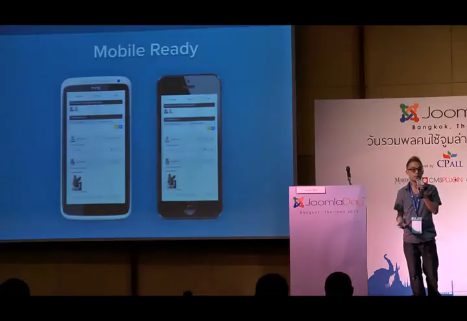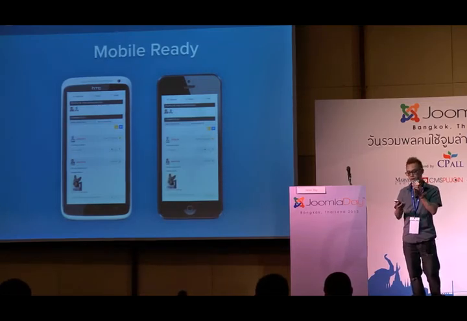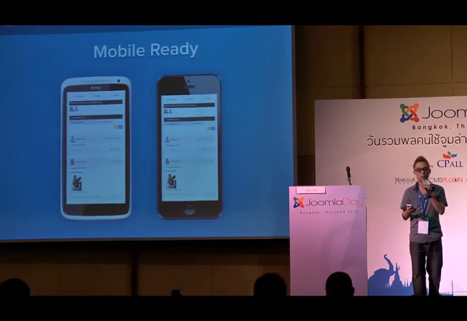We have popular ones such as K2, Zoo, Flexi Content. The author of Flexi Content is here, and we support Flexi Content as well. Easy Blog, and the most important one is Joomla Article. It all started with Joomla Article. Okay, the themes in Commento are mobile ready, responsive, clean, and elegant. Okay, it's easily used in mobile as well, and this is the mobile version of how you would view Commento on a mobile.